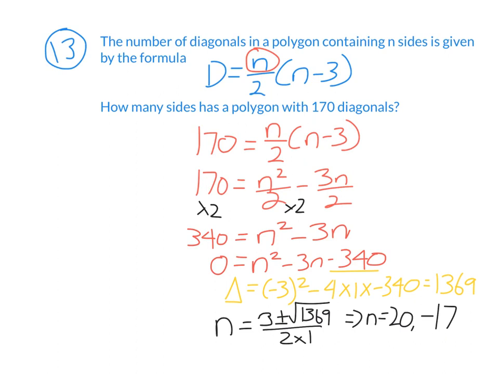So once again, n is the number of sides of something, so we need to reject the negative solution. You can't have negative 17 sides. So now we figured out n equals 20. That means that the polygon with 170 diagonals has 20 sides. Doesn't even matter if we don't know what diagonals are.